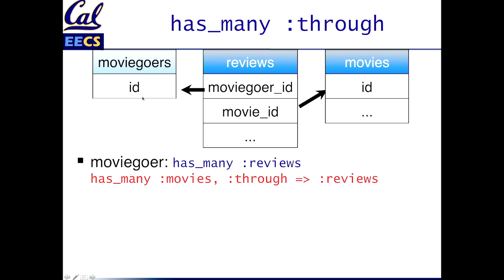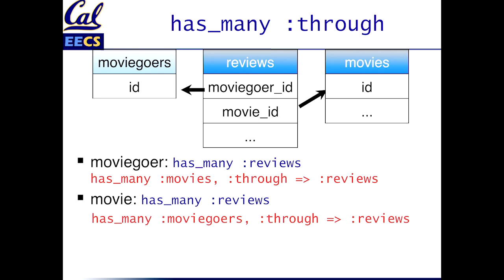So for a given moviegoer, I could find all of the reviews whose moviegoer ID matches that reviewer. And for each one of those reviews, I can then ask which movie does it belong to. And by doing that, I've basically done the query of what are all the movies that that person has reviewed. Similarly, I can say that a movie has many reviews, and it also has many moviegoers, in other words, people who reviewed it, through the reviewers association.